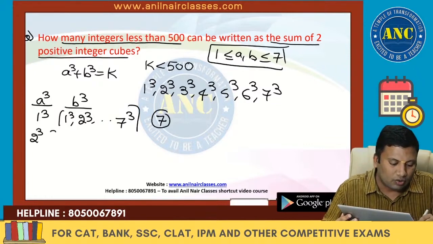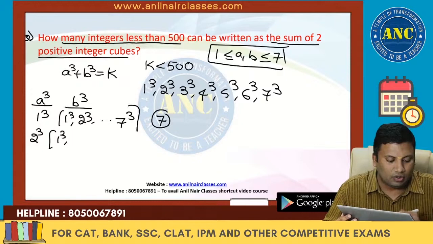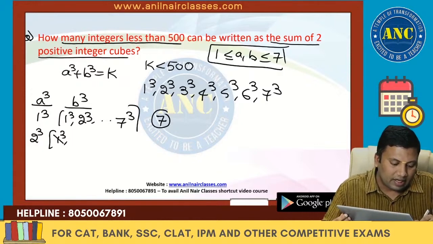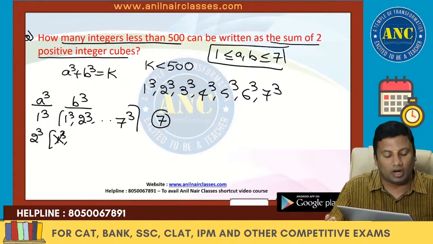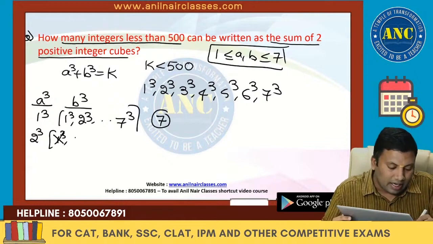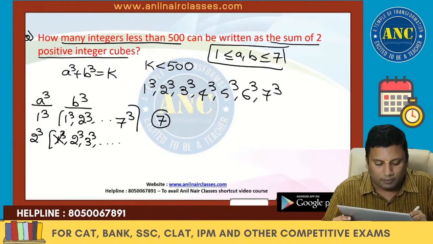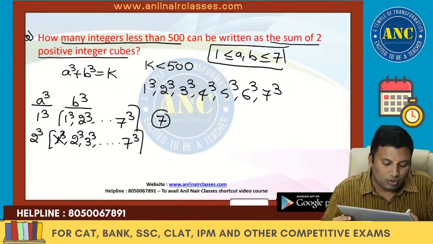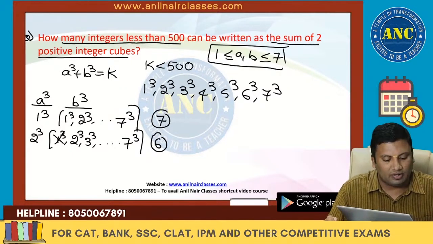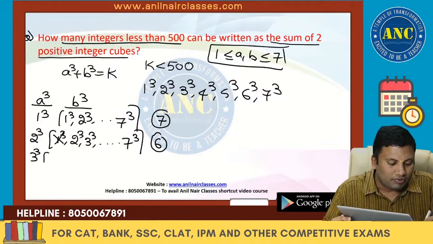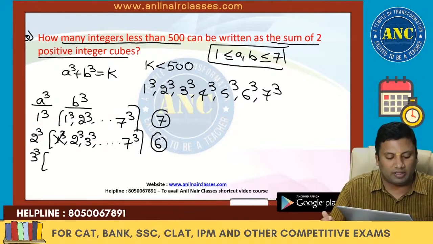If it is 2 cube, it can take 1 cube, but 1 cube plus 2 cube we have already taken. So double counting, avoid it. It can take 2 cube, 3 cube and so on up to 7 cube. So 2 to 7, it will take 6 values. Next one, 3 cube. 3 cube plus 1 cube already came in the first case.